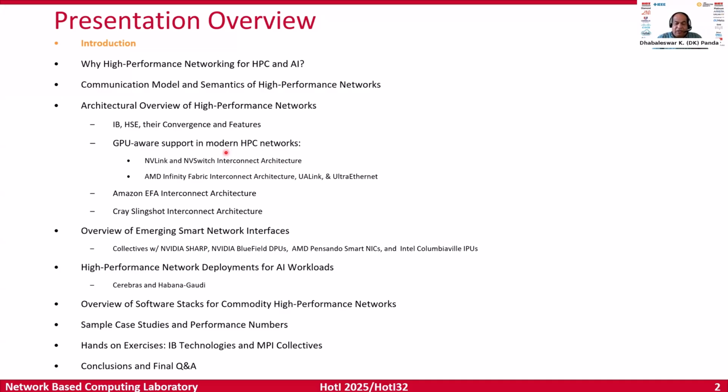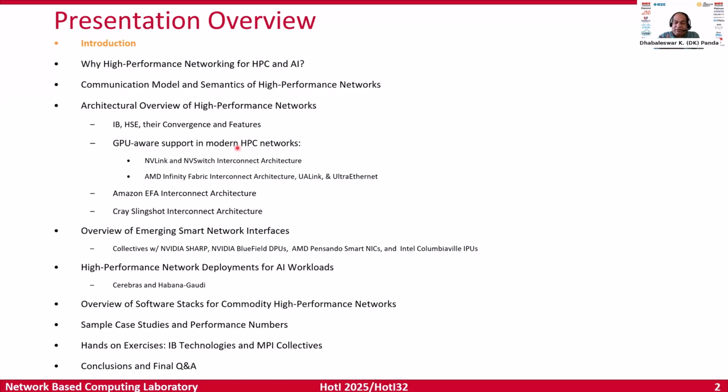Then we'll gradually bring in GPU-aware support, because these days, especially with AI and HPC workloads, GPUs are becoming very prominent in cluster configurations. In that context, we'll take an overview of scale-up networks, starting with NVLink, NVSwitch, AMD Infinity Fabric, UALink, and Ultra Ethernet. Once we have a reasonable understanding of examples of scale-up and scale-out, we'll compare and contrast with other networks.